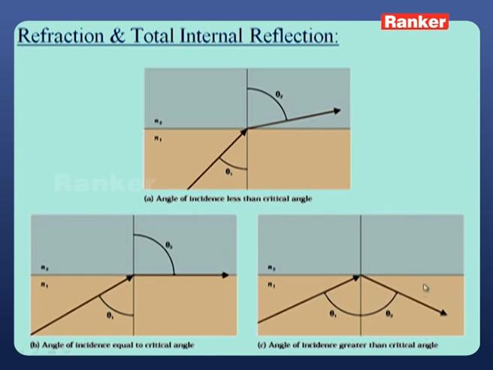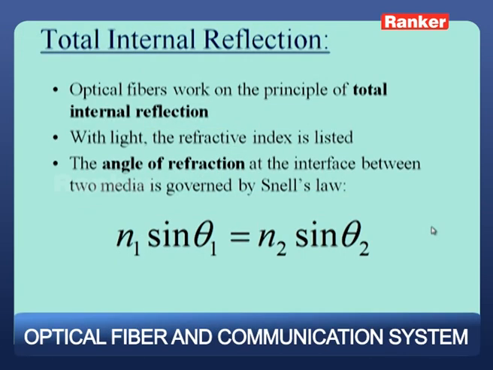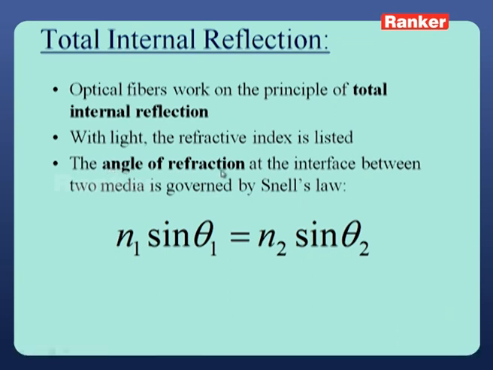That's why total internal reflection will be taking place and no signal will be lost in the form of refraction. So for that, Snell's law will be useful for understanding this total internal reflection. The angle of refraction, angle of reflection, and the two refractive indices are related by this equation: n1 sin theta 1 is equal to n2 sin theta 2. This is called Snell's law. Using this Snell's law, we can find the critical angle also.